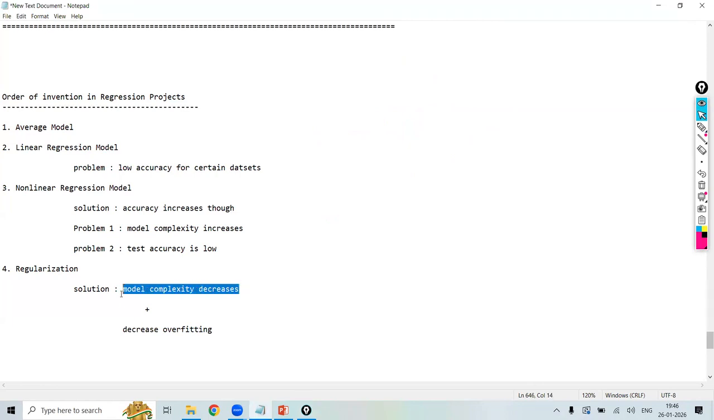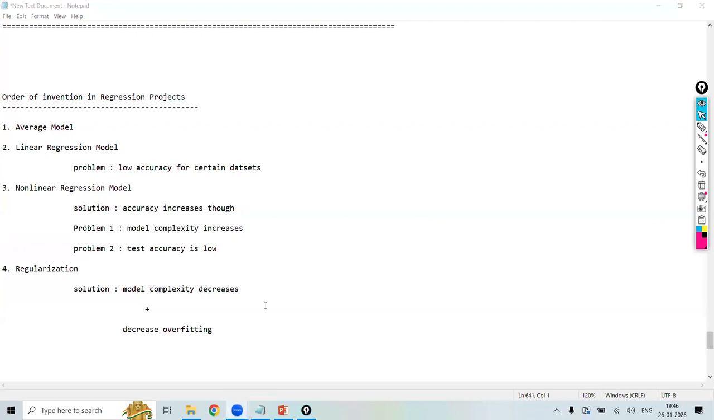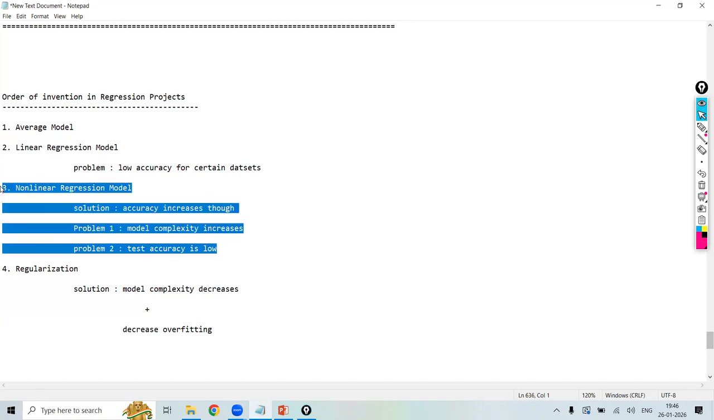Okay. So now this problem was solved. What are the problems you got in the non-linear regression? That was solved, first one. Second one, the overfitting problem, is also solved. So the model will remain the same. The complexity will not increase. Whatever complexity you are having in the linear regression, the same level of complexity will be there in the regularization. Only in the non-linear regression it was increased, in between. It will remain the same. Understood, everyone?